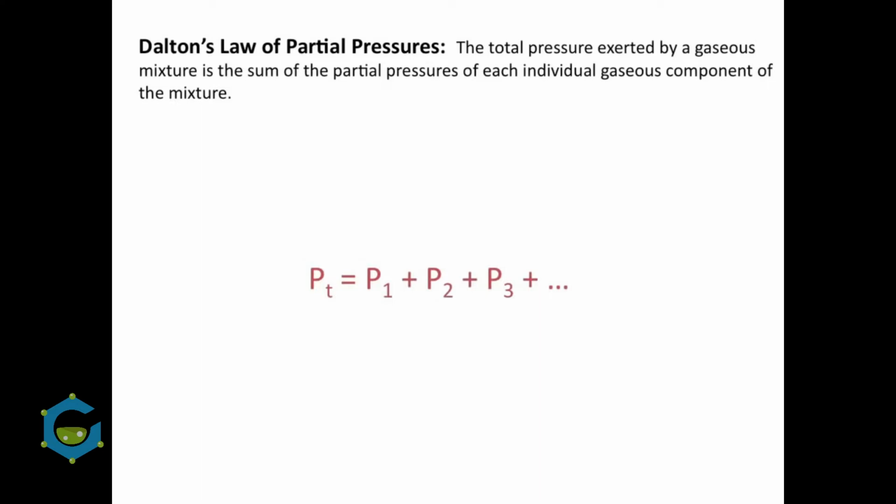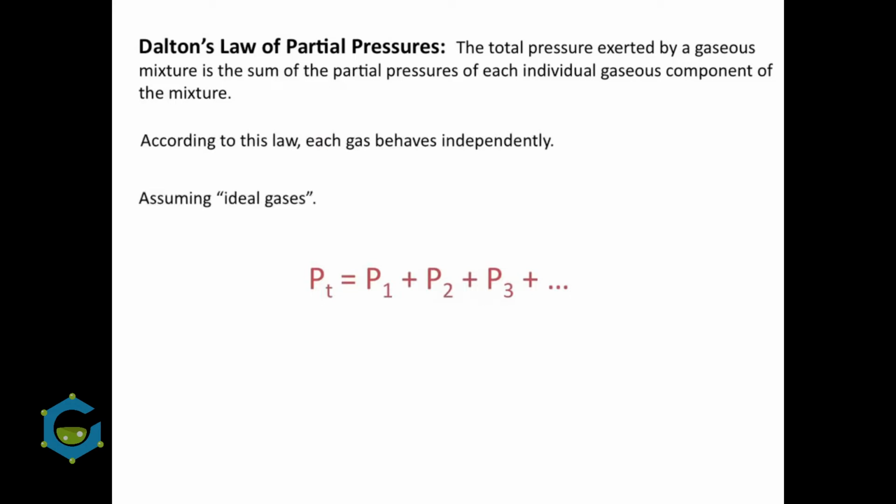Dalton's law of partial pressures says that the total pressure exerted by a gaseous mixture is the sum of the partial pressures of each individual gaseous component of the mixture. So the total pressure, P sub T, is equal to the individual partial pressures of whatever gases compose that mixture. According to this law, each gas behaves independently. Now we know this isn't exactly the case, but this law assumes ideal gases.